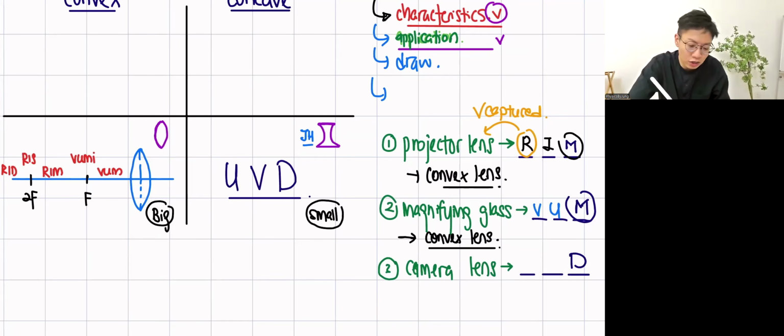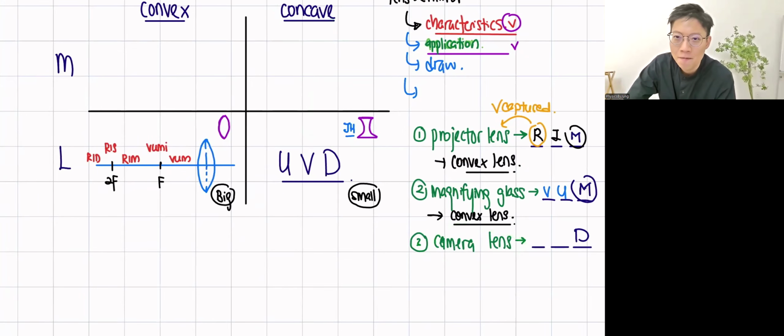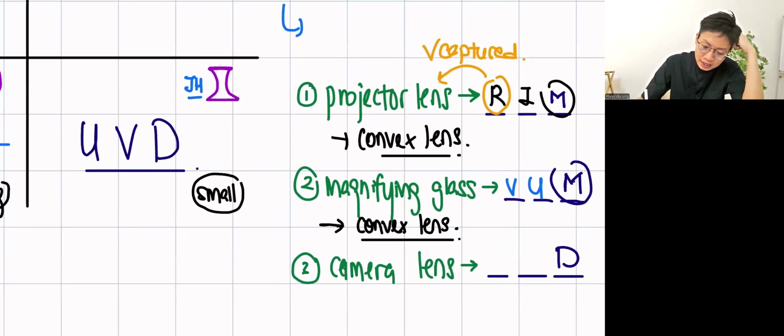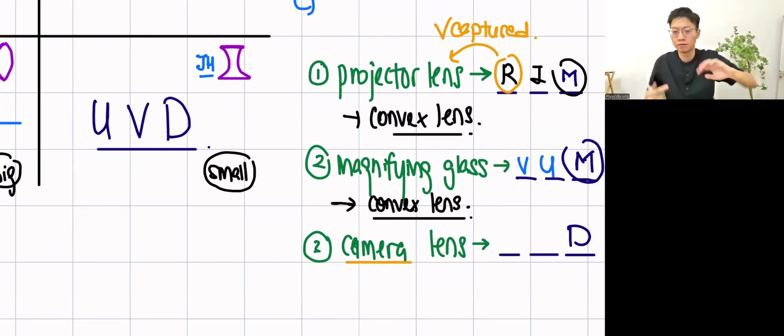So can I use a concave lens for a camera lens or not? Can or cannot? The answer is cannot. Why cannot? Because in a camera, guys, we take a picture. When we say take picture, what is another term for take picture? Capture. Very good. The exact word that I want.